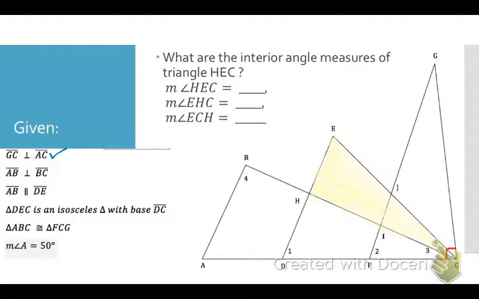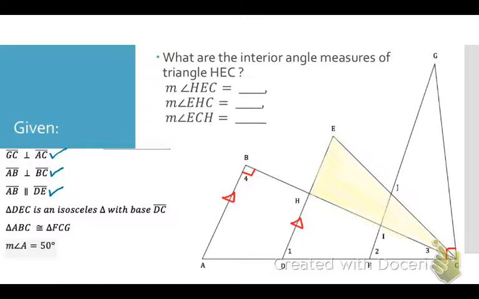And then they tell us that side AB is perpendicular to side BC. So that means there is also a right angle up in on angle 4. That's a 90-degree angle. And then they are telling us that side AB is parallel to side DE. So I'm going to make those markings on my diagram to show that those are parallel.